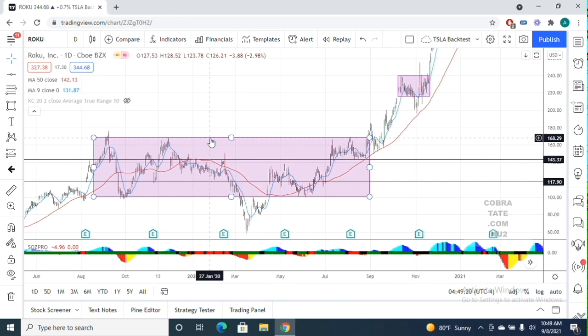What we can expect is once price breaks out of this box, it will trend. If it breaks out higher, it will trend higher. If it breaks out lower, it should trend lower. So that's how we define our boxes.